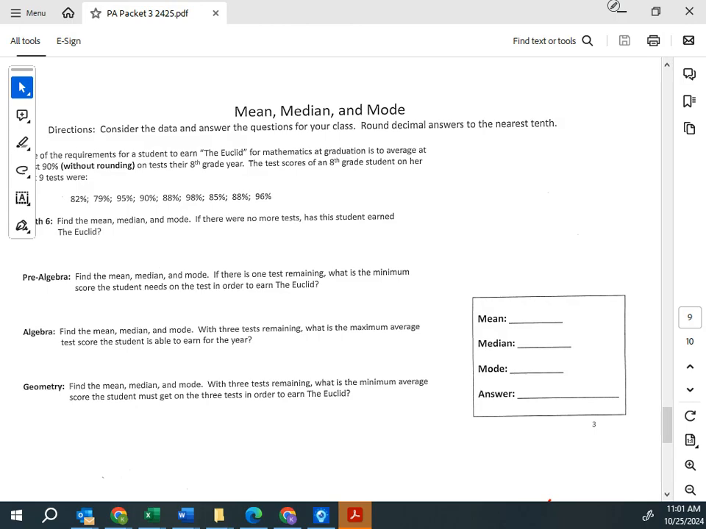So we have a student who scored an 82%, a 79%, and then they got 95%, 90%, 88%, 98%, 85%, 88%, 96%. You're going to use those scores to find the mean, median, and mode. What's the first thing we have to do with our data? Eleanor? Line them up from least to greatest, so you can find that mode of the most and the median in the middle. So line them all up.